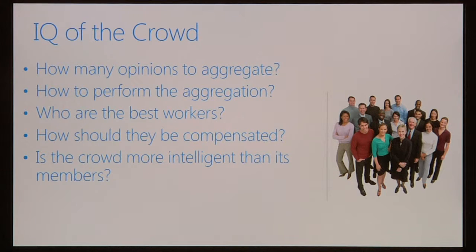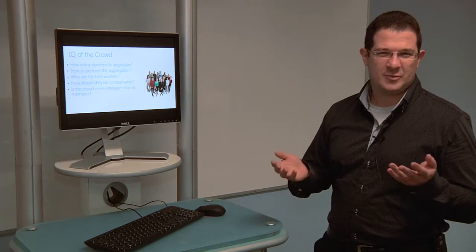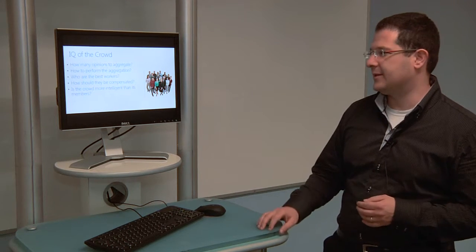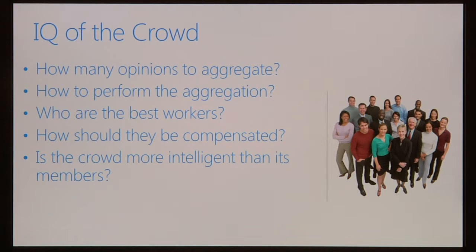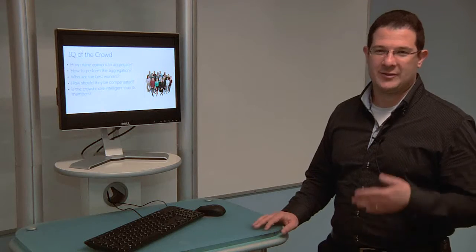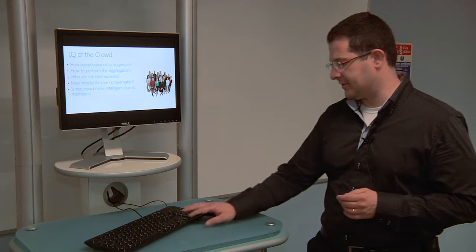So first of all, how many opinions should you aggregate to have a good performance? How should you perform the aggregation, by what means? Who are your best workers? How do you find them out? How should you compensate them? And essentially, we wanted to know whether the crowd is actually more intelligent than its members.